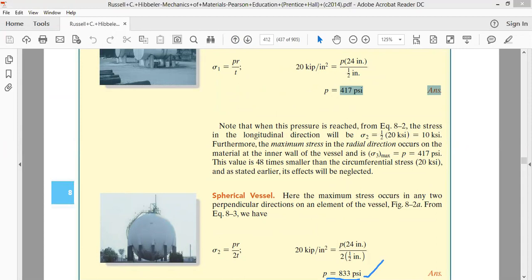It means a spherical pressure vessel can withstand more pressure. A spherical pressure vessel having the same radius and the same limitation of maximum stress as a cylindrical pressure vessel can be subjected to more pressure than the cylindrical pressure vessel. So this is what we have obtained from this chapter. We'll go ahead in the next class.